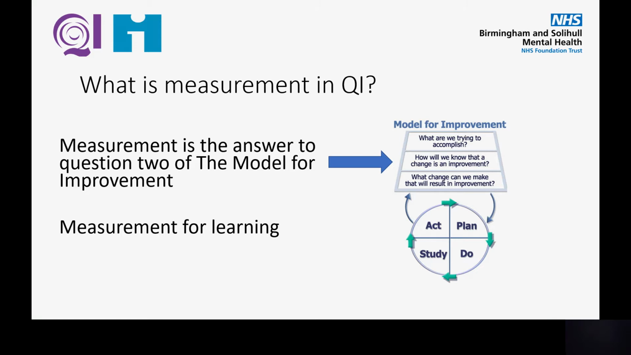Once the team has established their aim, they need a way of understanding whether their improvement efforts are going to help them achieve this aim. This is where measurement comes in. Measurement in quality improvement work is the answer to question 2 of the model for improvement. In quality improvement work, measurement is used as a means for learning rather than a tool for judgment or comparison. This is because we understand that although improvement nearly always requires change, not all changes are going to lead to improvements. By measuring the impact of any changes we make over time, we can better understand which changes are improvements and which aren't. When we talk about measurement in quality improvement, we usually mean the process of collecting data over time and displaying it in a run chart.